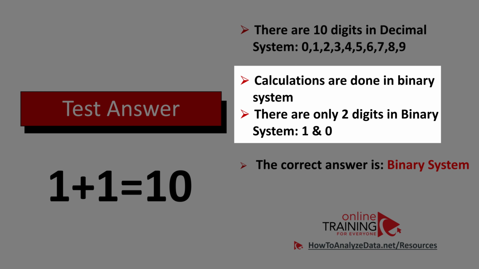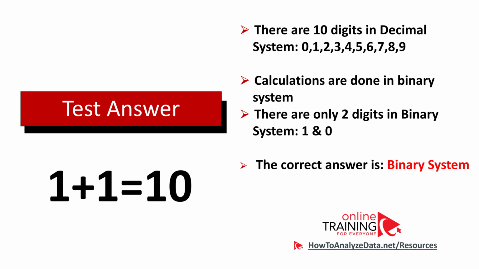So what happens when you do a calculation in the binary system and you add 1 plus 1? What looks like 10 in the binary system is 2 in the decimal system. So the correct answer: this calculation is possible because of the binary system.